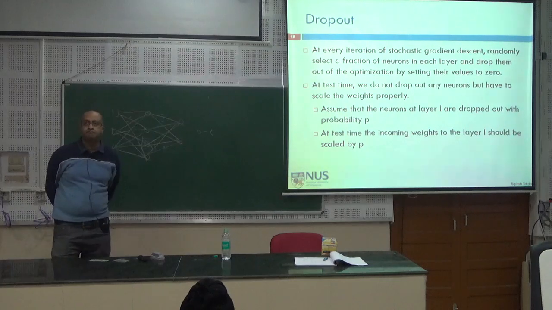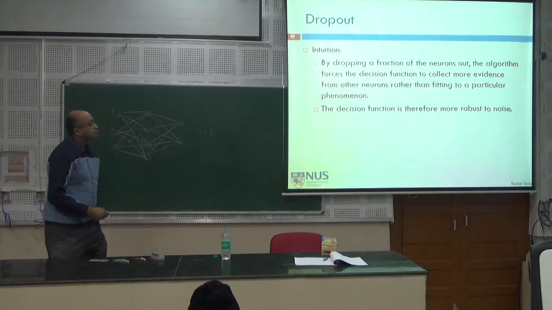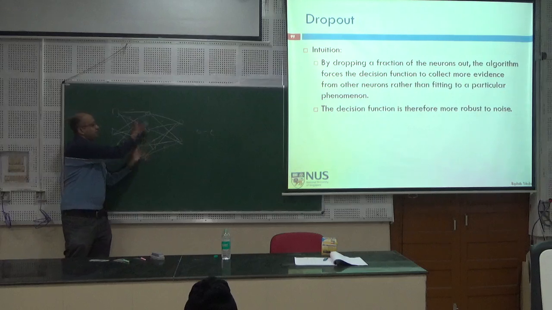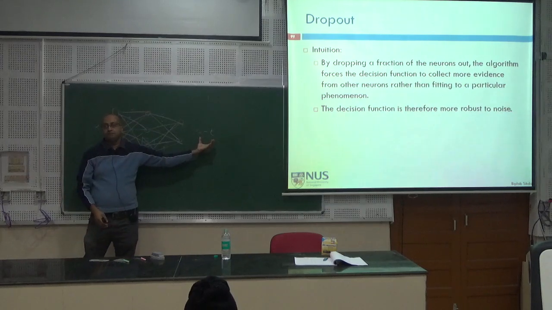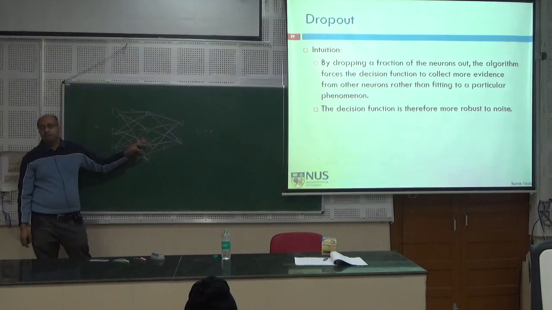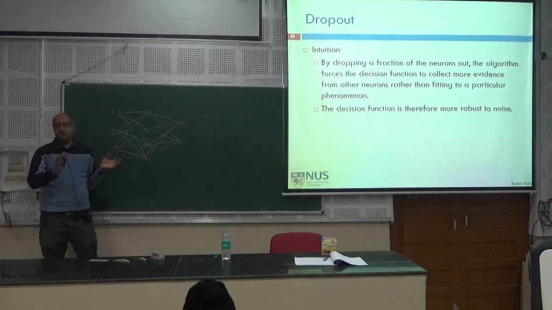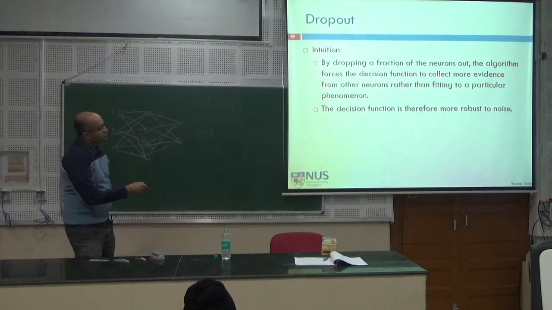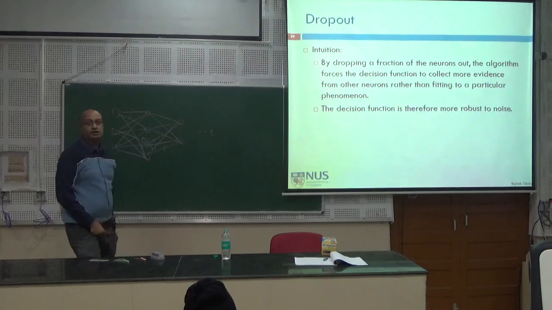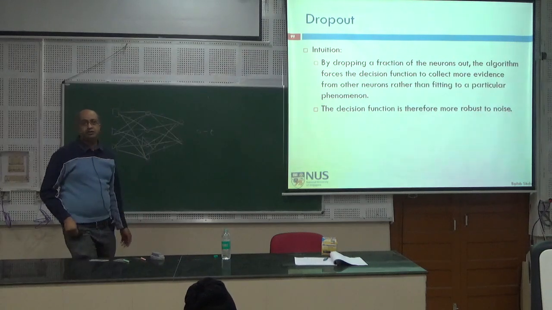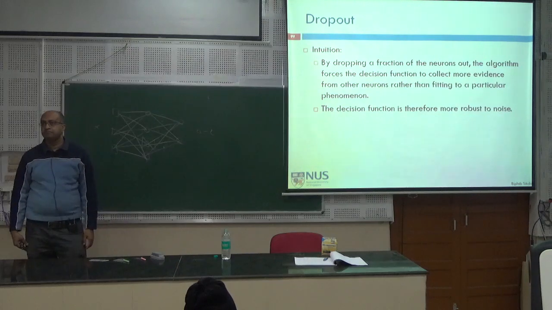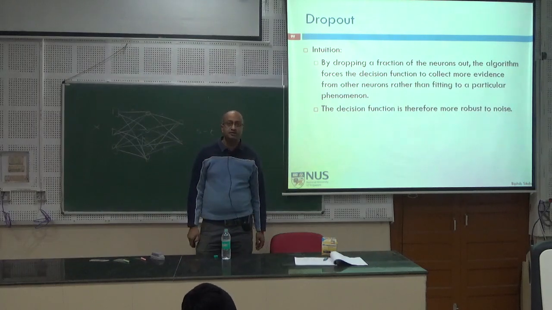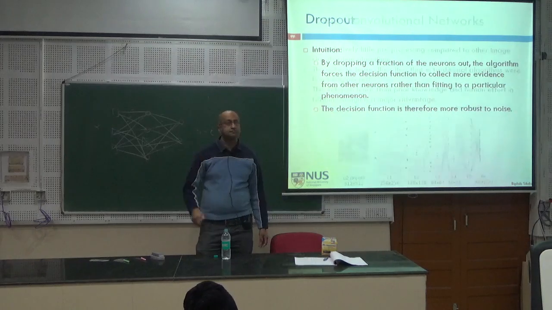So what happens then? What is the intuition? Why would this work? Previously, whenever I do the iteration, I'm trying to change everybody so that the output looks like what I want. Now I don't have this anymore. So one way of thinking is, I'm asking these guys to learn something extra. It forces the decision function to collect more evidence from other neurons. That's one way to think about it, rather than just trying to fit to a particular phenomenon. So hopefully, the decision functions are more robust to noise, so you don't overfit and so on.